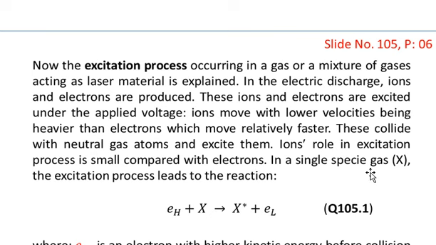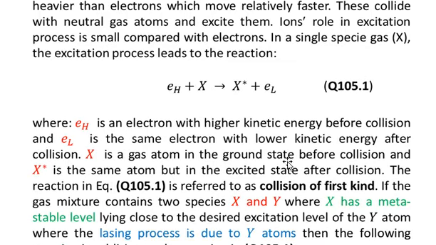In a single species gas, let the name of that species of gas be represented by capital X. The excitation process leads to the following reaction shown in equation number 1. That is, EH, the electron with higher kinetic energy, collides with the gas species X and excites it to X star, an excited gas species, and we are left with the electron with lower kinetic energy.